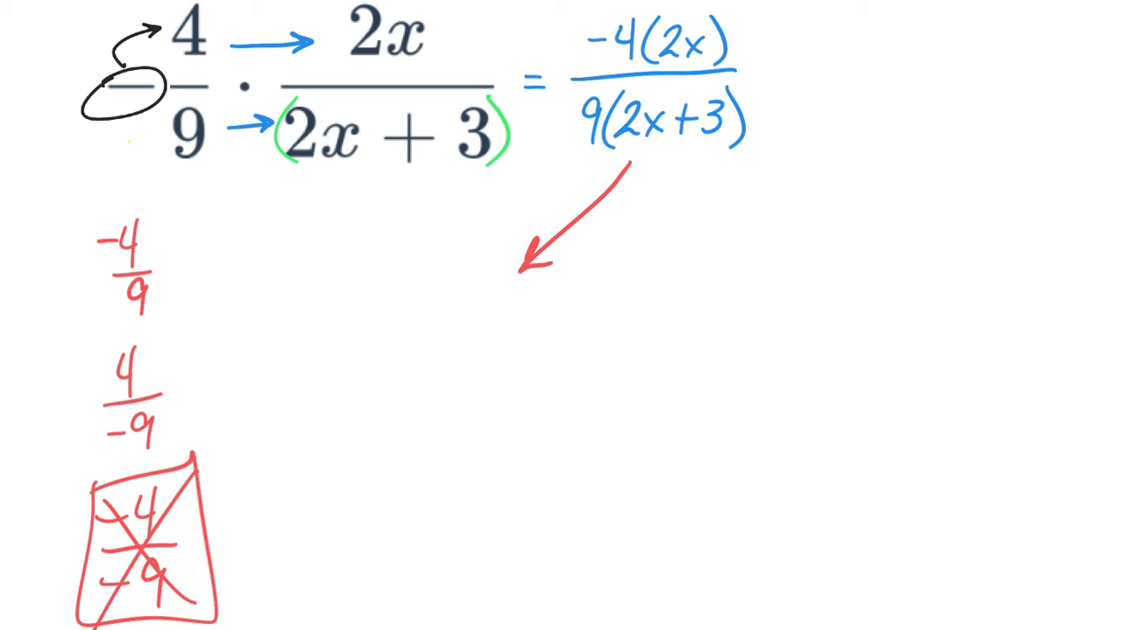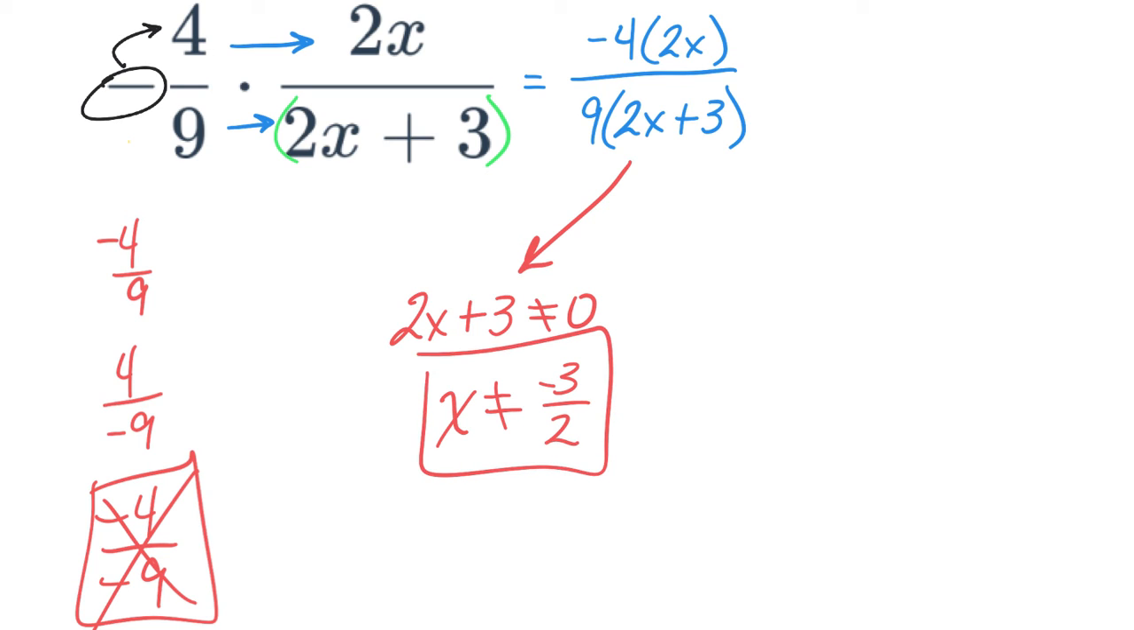Before I do cancel anything, I've got to make sure that I establish my restrictions on my domain. In other words, what makes my denominator equal to 0. So the value that we cannot use is -3/2. That will not show up on your Delta Math, but that is a skill that we definitely need to know.